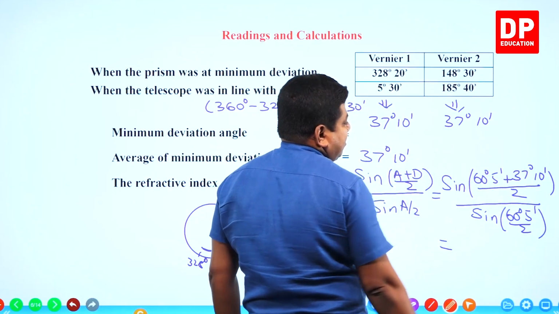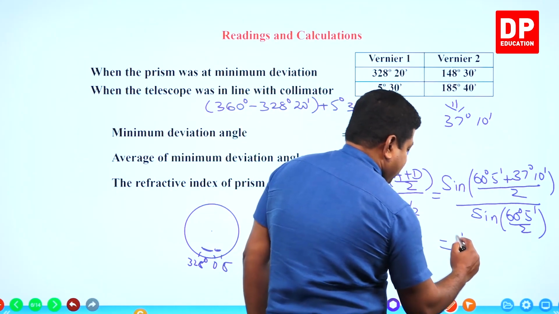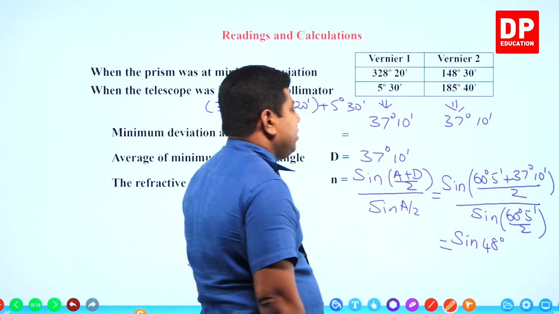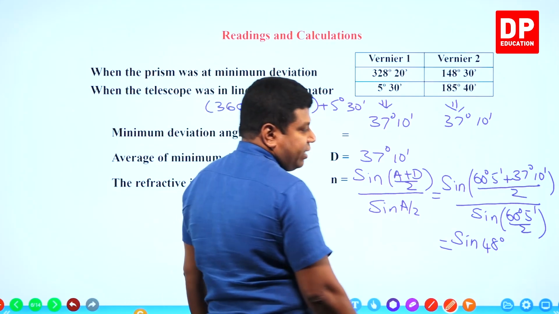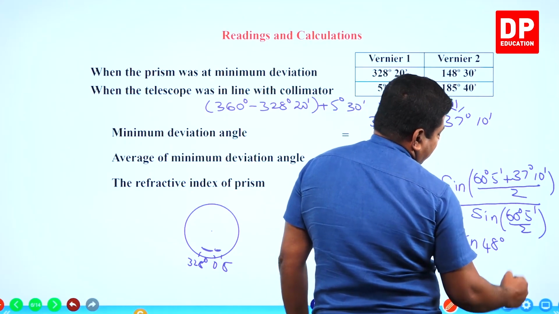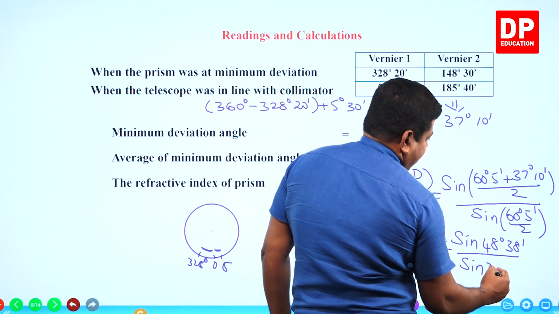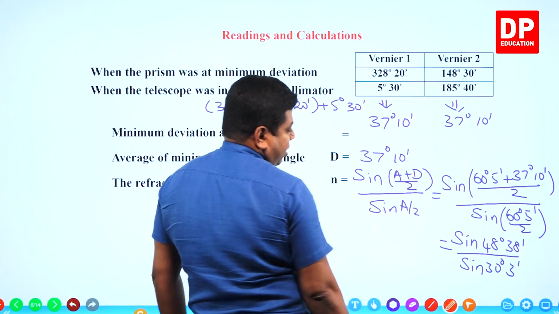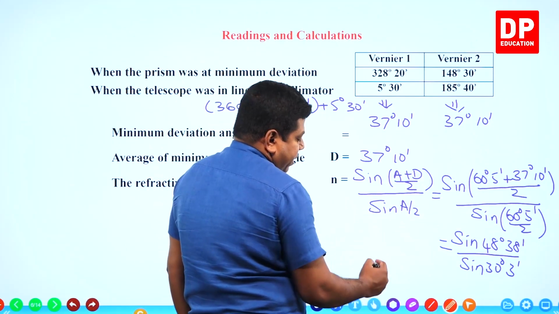This is 97 15. 97 15 divided by 2 will be 48, 75, when you divide that by 2, it will be 37.5, let's say 38 minutes, divided by sine 30 degrees, 2 minutes or 3 minutes. Use the sine tables and get the approximate values of these sines. So you can use the sine table and get this answer.